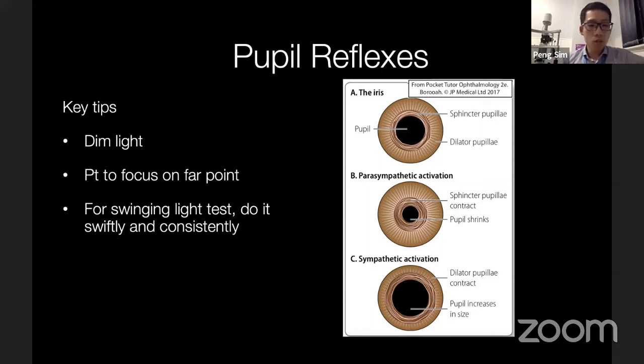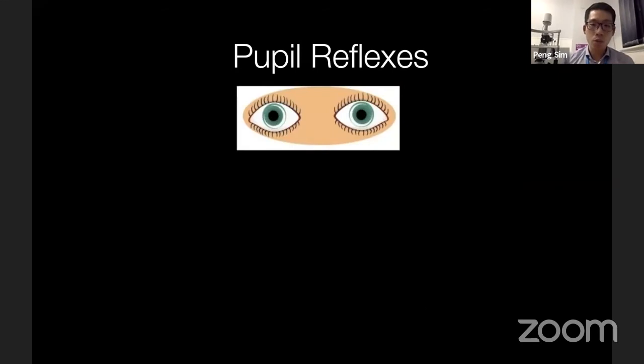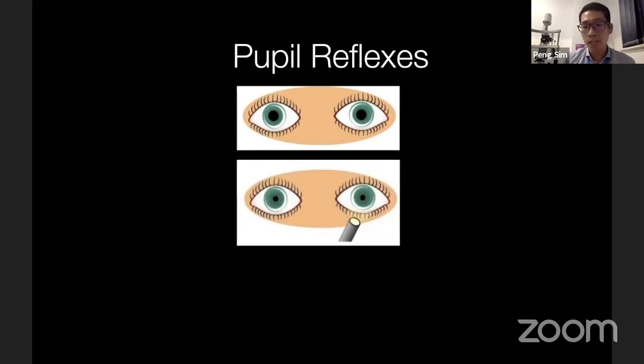Okay. So now, let's imagine this is a patient. The pupil reflex is straightforward. What you do is you just test the direct reflex in the eye that you are shining the light in. In this case, we're shining the light in the patient's left eye. So you can see a direct reflex present in the left eye. And when you're doing this, it's important to look at the fellow eye. In this case, you can see that the right eye is also constricting. So you would also comment that the consensual reflex of the right eye is also present, which is good.